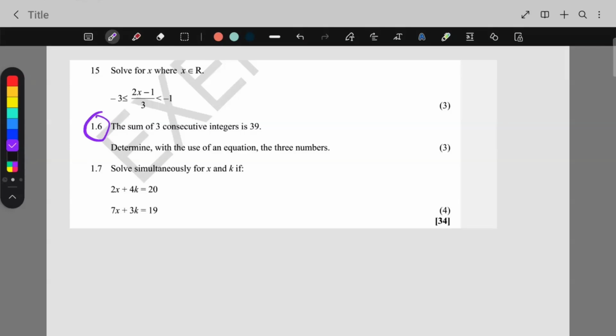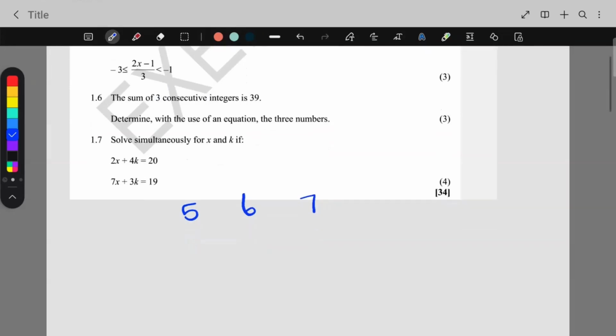Okay, our next question is a word sum. So it says the sum of 3 consecutive integers is 39. And then determine with the use of an equation the 3 numbers. So let's see. Let's make up a number. So let's say you had 5. 5 is an integer. Let's say 5, and then let's say the number after 5. So it's consecutive, which means it follows after each other. So after 5 is 6, and after 6 is 7.